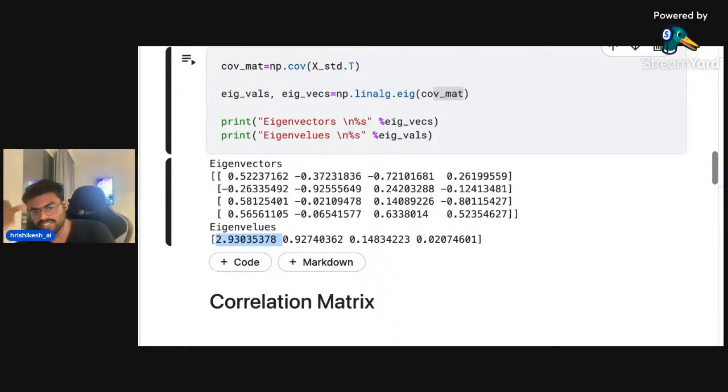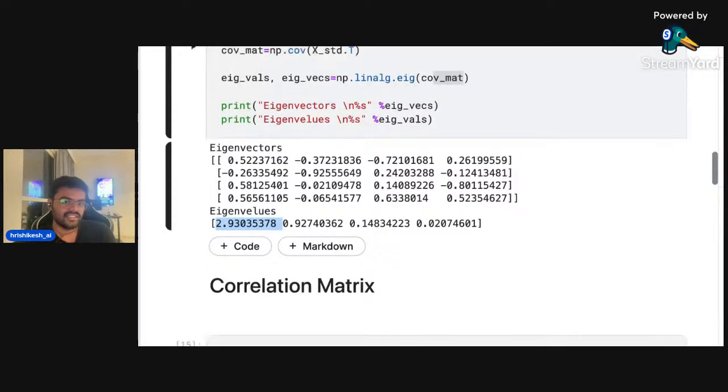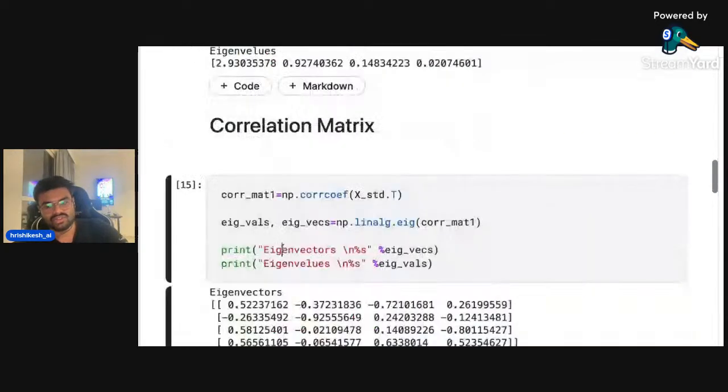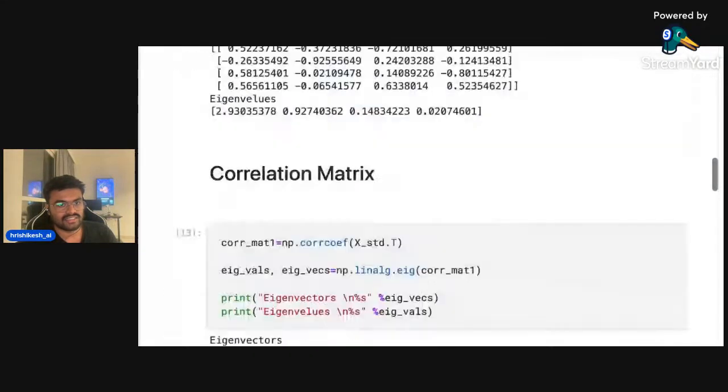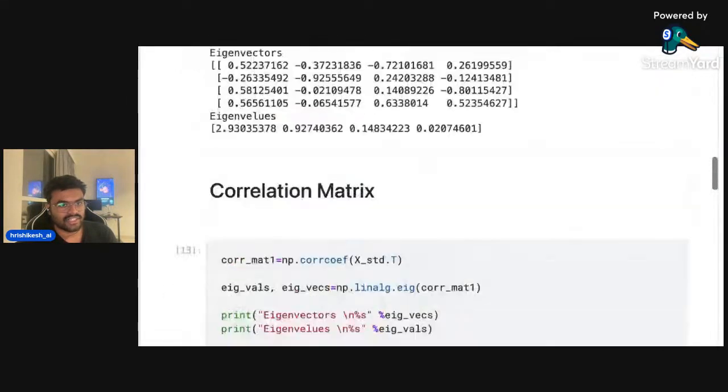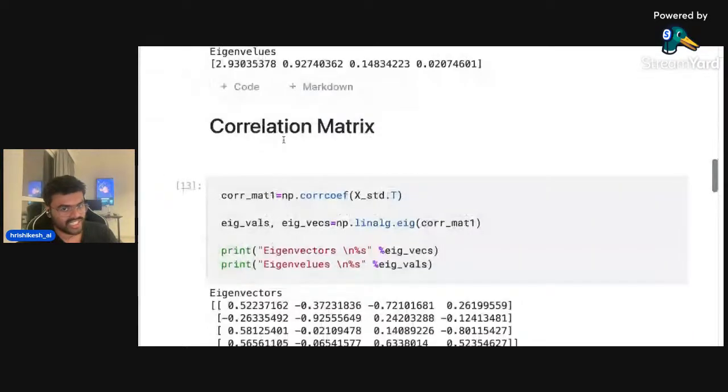Then we have a drop to 0.92. Then we have a drop to 0.14. So it would be best if we go for two dimensions here. I guess this behavior is visible because of the influence of that feature on the target. So if we calculate the correlation matrix, here we just calculated with the covariance matrix. Here is the correlation matrix.